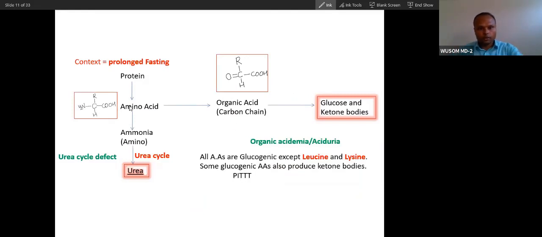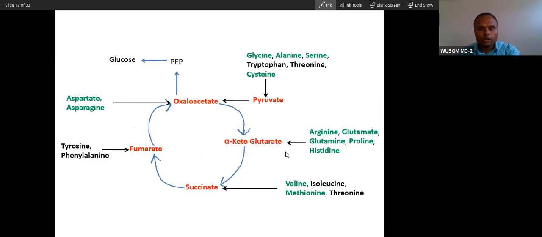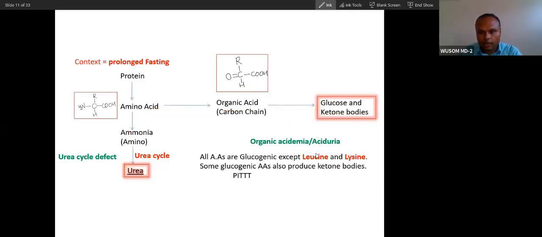Now you already know how protein converts into ammonia and then an organic acid, and this organic acid converts into glucose. So you can understand this: all amino acids except leucine and lysine convert into glucose. There are 20 amino acids; 18 will convert into glucose, and 2 amino acids will not convert into glucose, they convert into ketone bodies. And there are a few amino acids which give ketone bodies as well as glucose.